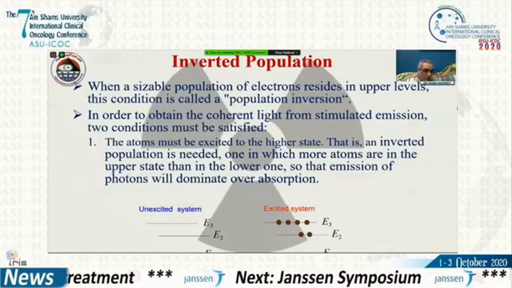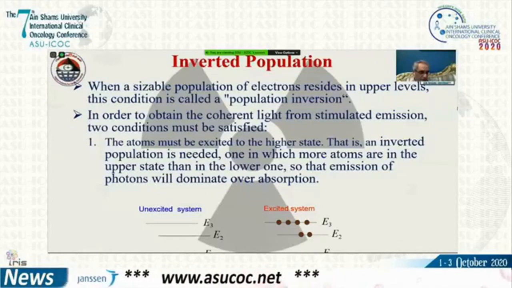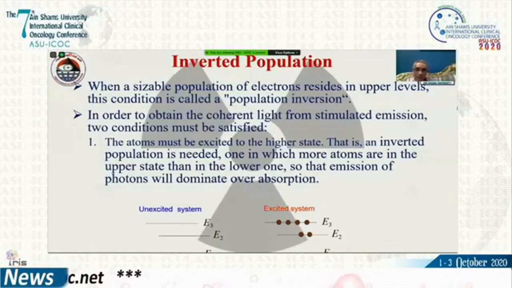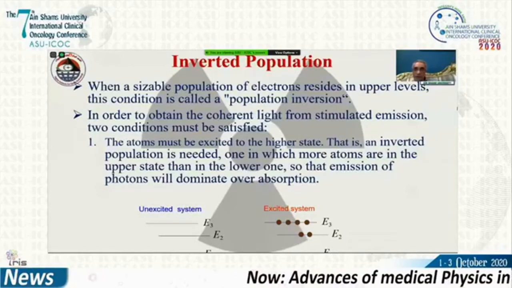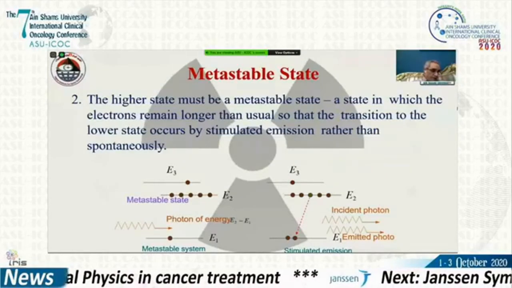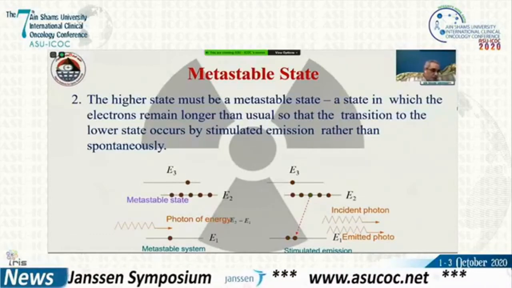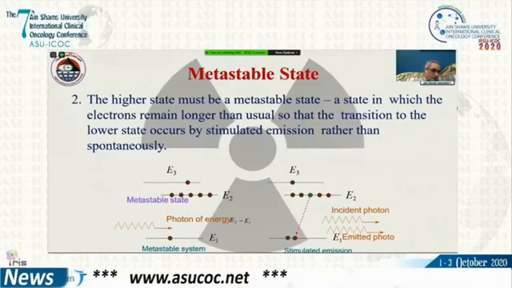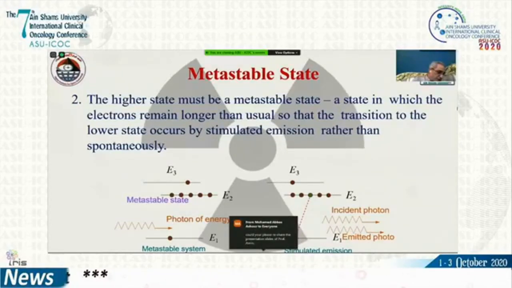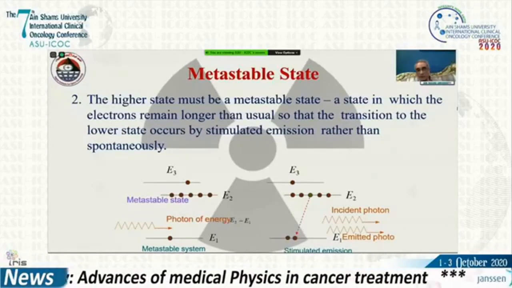In an inverted population, more atoms are in the upper state than in the lower one, so that emission of photons will dominate over absorption. The higher state must be a metastable state. A metastable state is a state in which electrons remain longer than usual, so that the transition to the lower state occurs by stimulated emission rather than spontaneous emission.